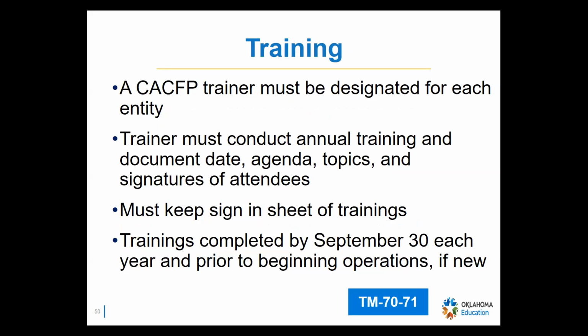It doesn't have to be anything huge and in depth. It can be literally a 10 to 20-minute conversation with one person. You can do it in a little meeting style. What happens a lot of times is people will come to this training, and then they'll go back and just talk to their staff about what we talked about in the training, and that will suffice. Again, trainings must be completed by September 30th of each year. Or if you're new, it has to be done prior to operating.